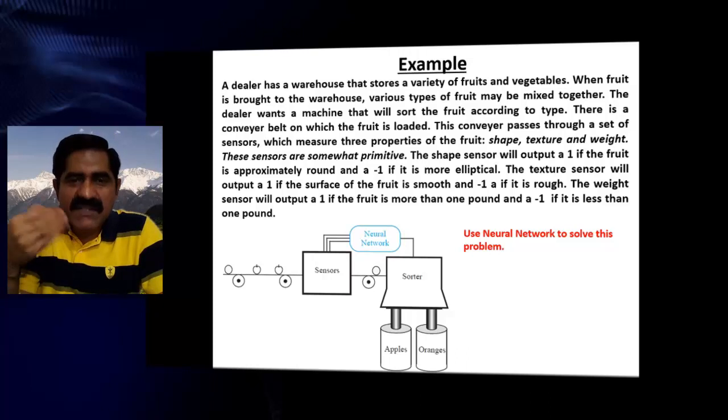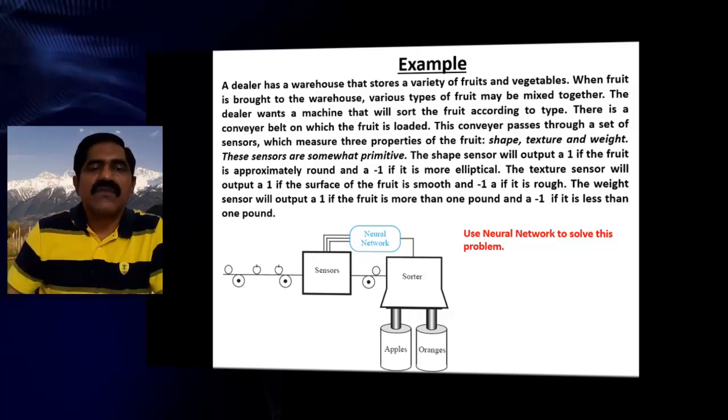Then you have to sort these fruits and keep them in respective locations. So the fruit is entering here and sensors are capturing the details, nothing but features of these fruits. Accordingly, your sorting algorithm is keeping apples in this location, oranges in this location. So if you want to implement this with a neural network, how do you do it?